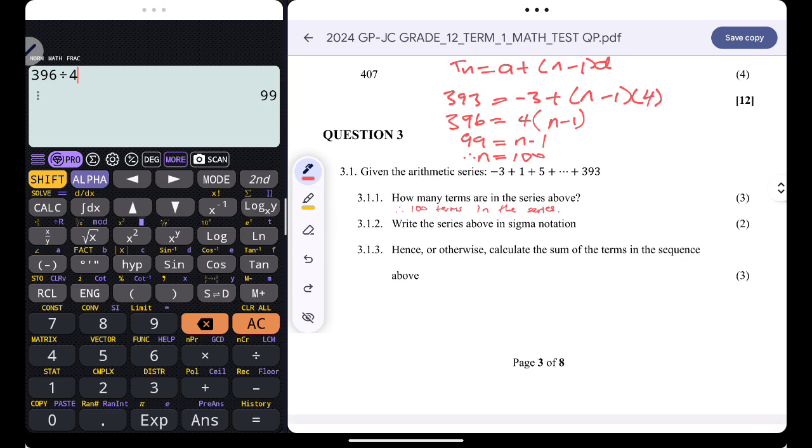So my answer here, I'll say, therefore there are 100 terms in the series, né? Okay, and then I'm supposed to write the series in sigma notation. How can I do so?